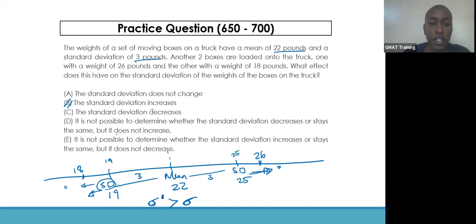And it's greatly decreased when you add a new observation right where the mean is, right? Add a 22, that's when you decrease the standard deviation the most. So the other options are not possible, these are out of scope. So we have answer B for this question.